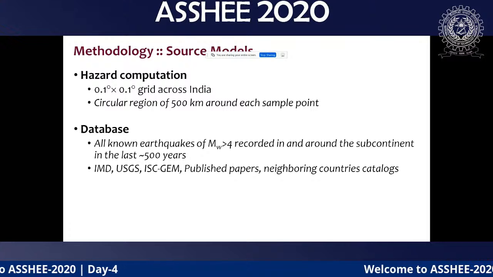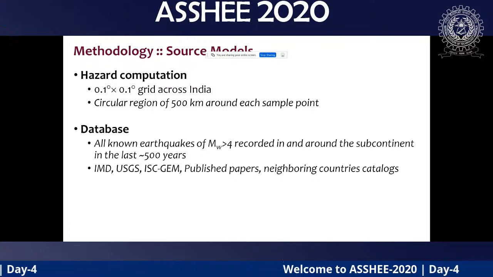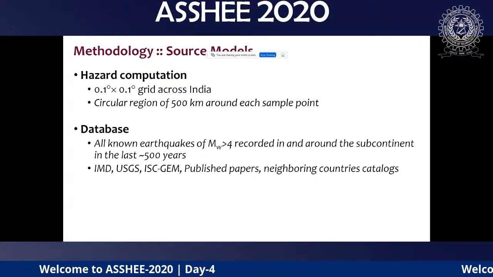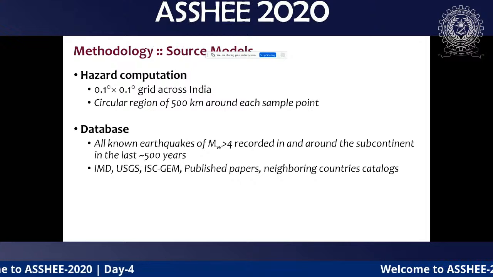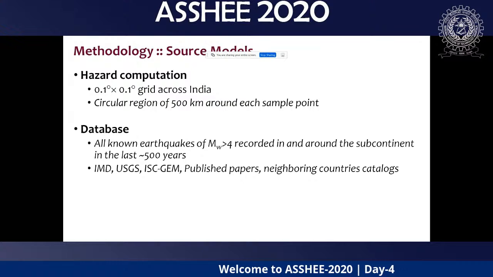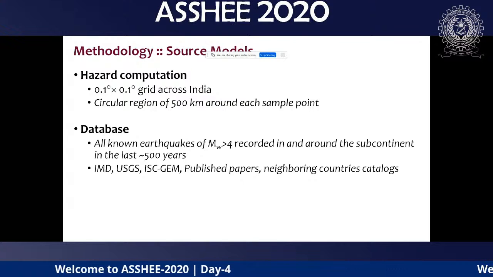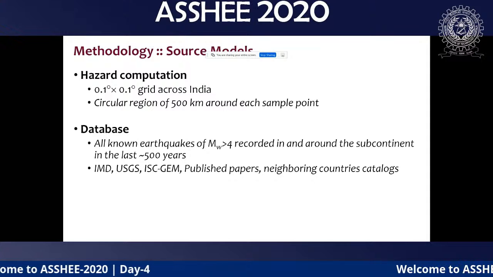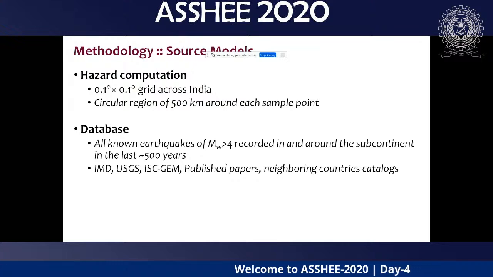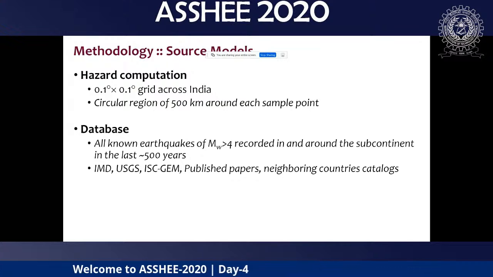And then to estimate hazards, they say that a minimum of 500 kilometers has to be used to compute hazard at each sample point. When it comes to the earthquake catalog, the committee felt, after reviewing several works, that magnitude greater than 4 can be taken as a threshold to compute these recurrence parameters. And to develop these catalogs, IMD has its own historical catalog, then USGS, ISC-GEM. Then there are several published papers on earthquake catalogs, and neighboring countries.